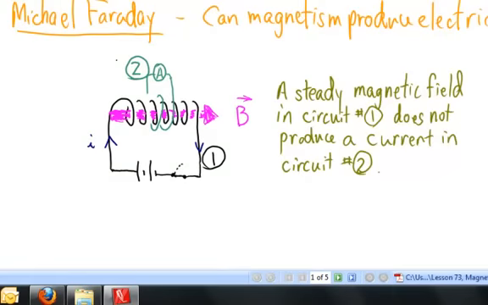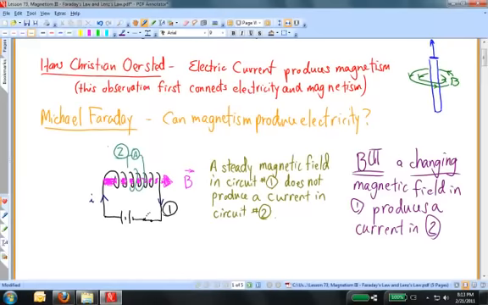But then, one day he noticed that as he closed the switch in circuit number 1, he saw a current in number 2. And when he opened the switch again in circuit number 1, he saw a current in number 2. And now, therefore, he concluded that a changing magnetic field causes a current. It's not a steady magnetic field, but a changing magnetic field.